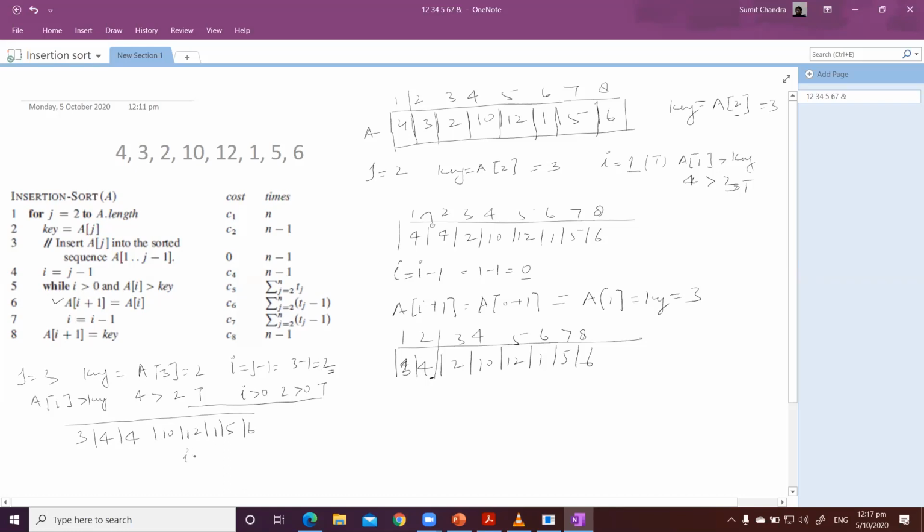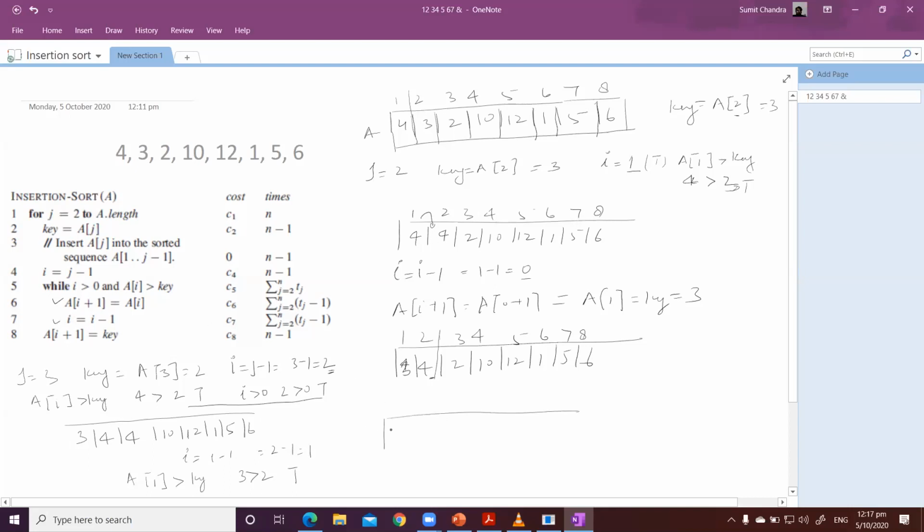Now we'll do i = i - 1, this step. So now the i value becomes 2 - 1 = 1. Again we'll compare whether a[i] is greater than key or not. We'll check whether a[1] is greater than key. So it means 3 is greater than 2. The condition is true, so again we'll copy a[i+1] = a[i].